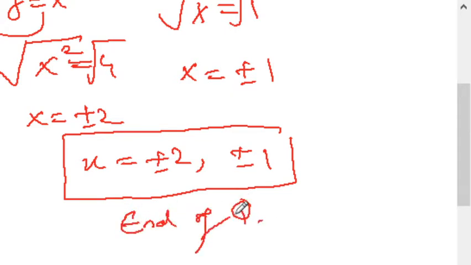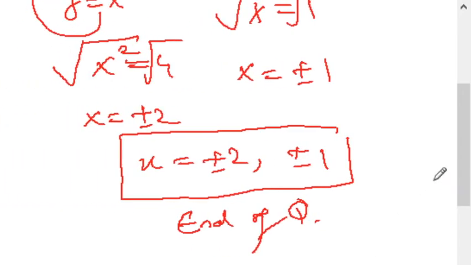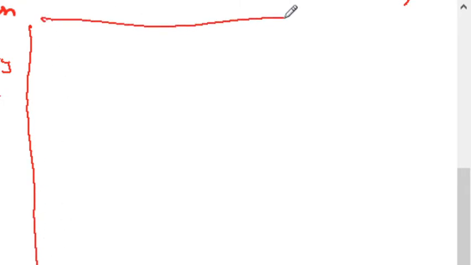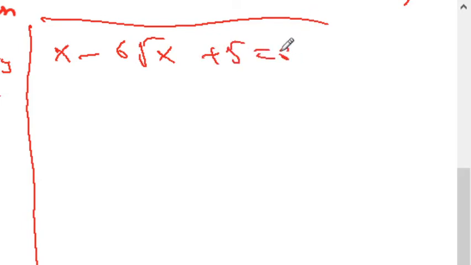Now one more question please. One more question is here, of disguised equations. This question is x minus 6 root x plus 5 equal to 0. Now this is not a quadratic expression. You can see here.